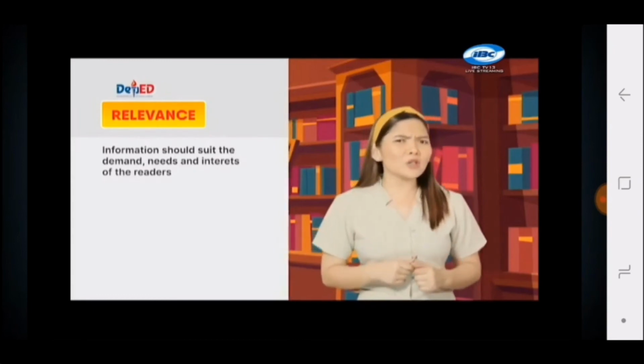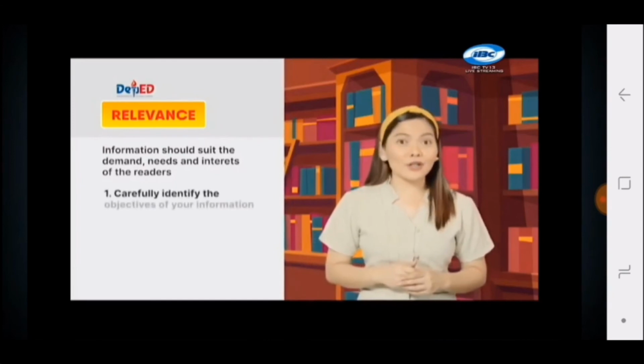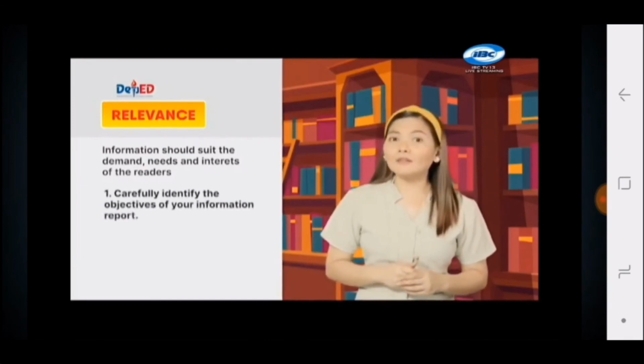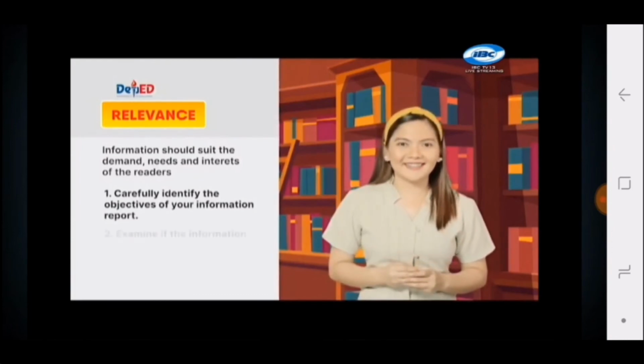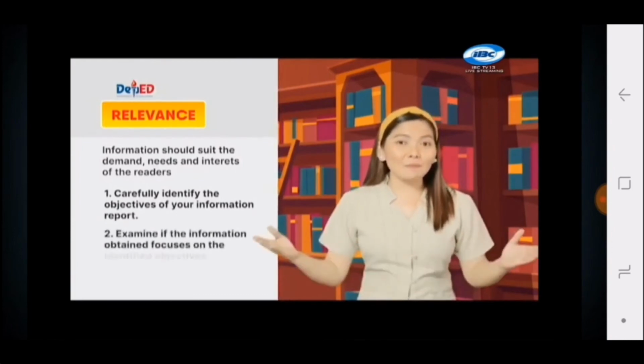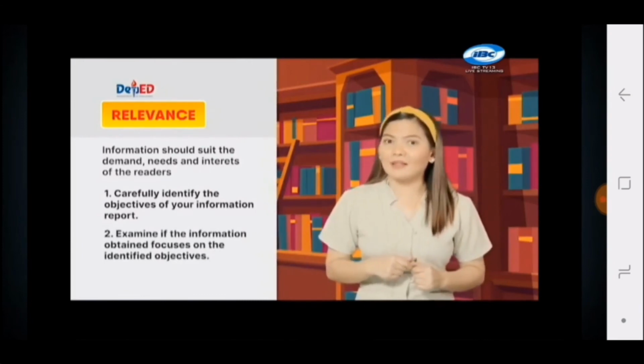So how can we make sure that information is relevant? First, carefully identify the objectives of your information report. And examine if the information obtained focuses on the identified objectives.